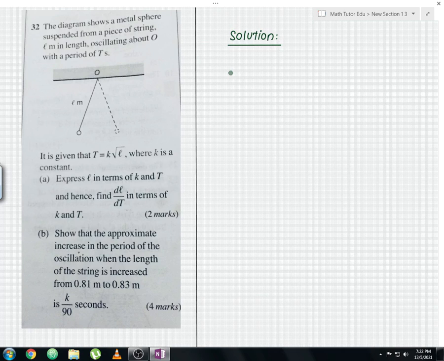Now I'll be discussing Form 5 Additional Mathematics Chapter 2 Differentiation Long Question Example 8.